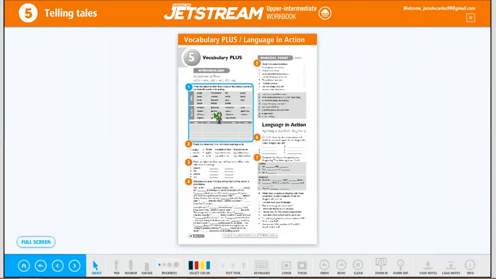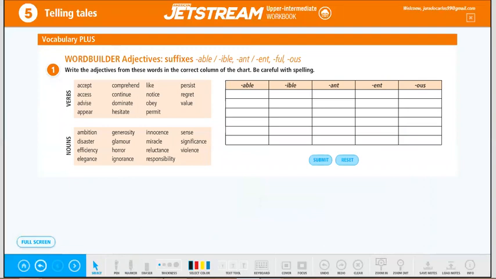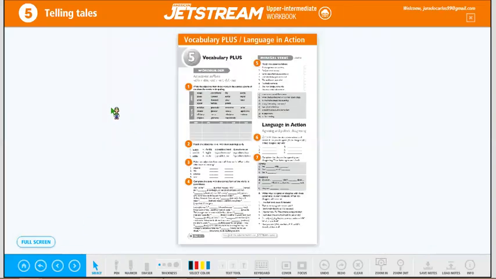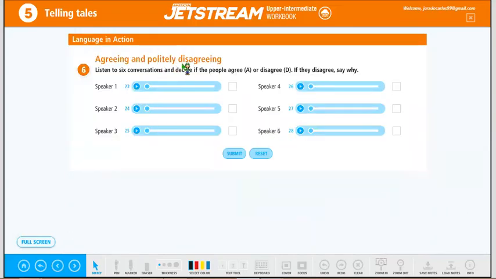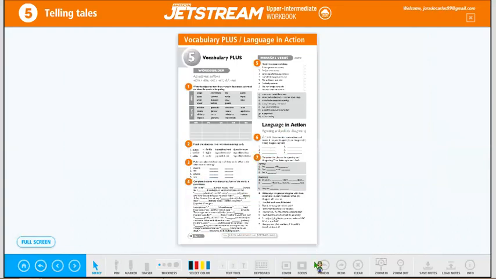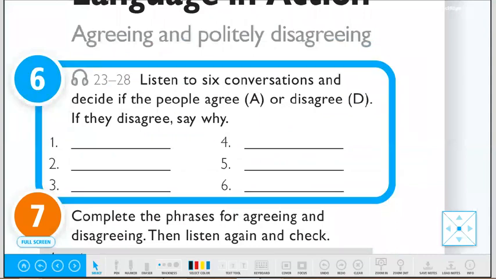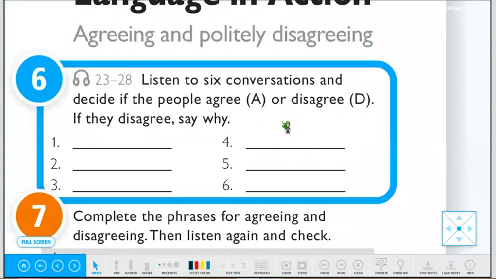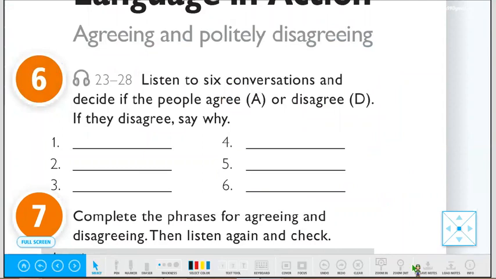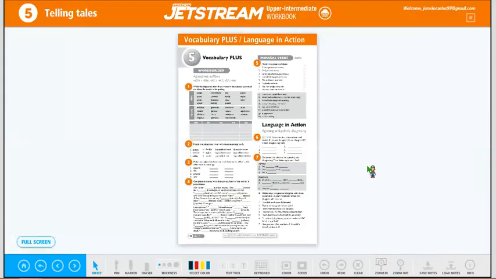Vocabulary plus, no, we're not working on suffixes and stuff, but we will be working on this. Look, agreeing and disagreeing politely, no? Or agreeing and politely disagreeing, no? We're going to work on these exercises. I think it is a listening. You already know where to find it, okay? And this will be, well, not this, but something like this will be included in the final term exam. So please work on it.